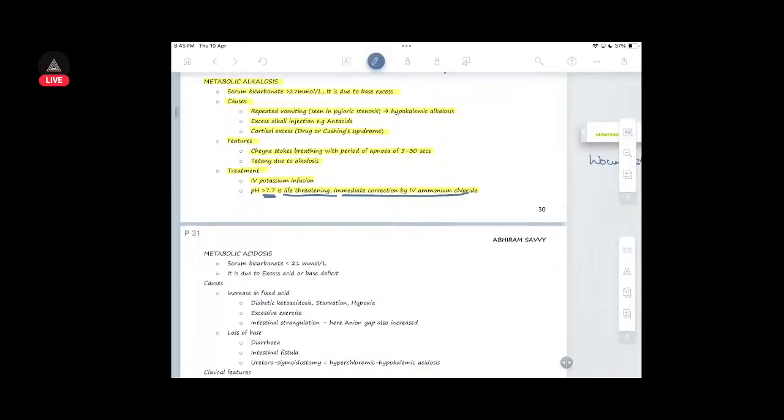Immediate correction by IV ammonium chloride. IV ammonium chloride is very much important. So it is potassium infusion. You have to provide it for metabolic alkalosis.